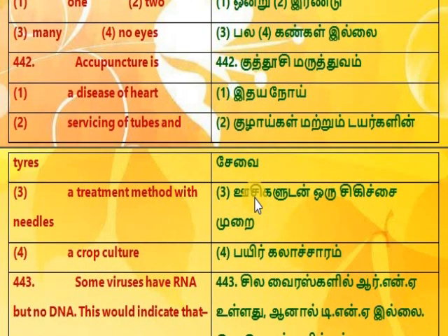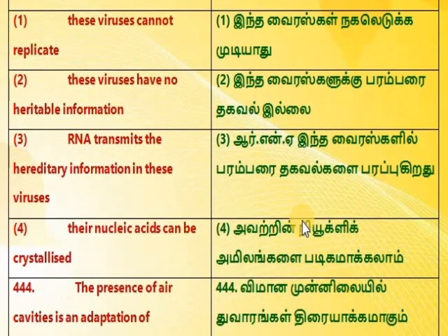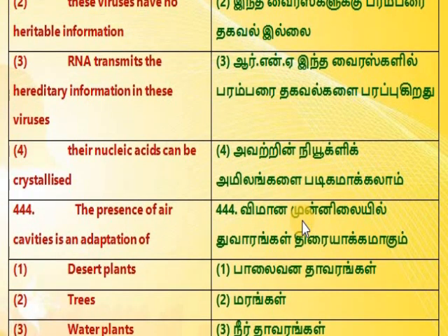442 Acupuncture is 1. A disease of heart. 2. Servicing of tubes and tires. 3. A treatment method with needles. 4. A crop culture. 443 Some viruses have RNA but no DNA. This would indicate that 1. These viruses cannot replicate. 2. These viruses have no heritable information. 3. RNA transmits the hereditary information in these viruses. 4. Their nucleic acids can be crystallized.